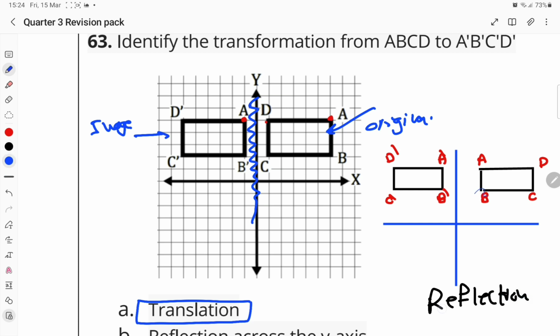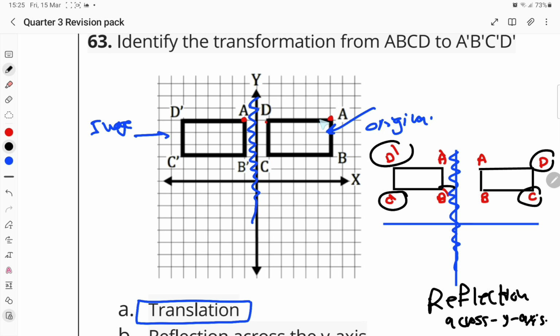Why? Look. Reflection across the y-axis. This is my mirror, the y-axis. And B is the same distance from the y-axis. A and A prime are also close to the y-axis. D and D prime are far. C and C prime are far. So they are mirroring each other. So we call it reflection across the y-axis.